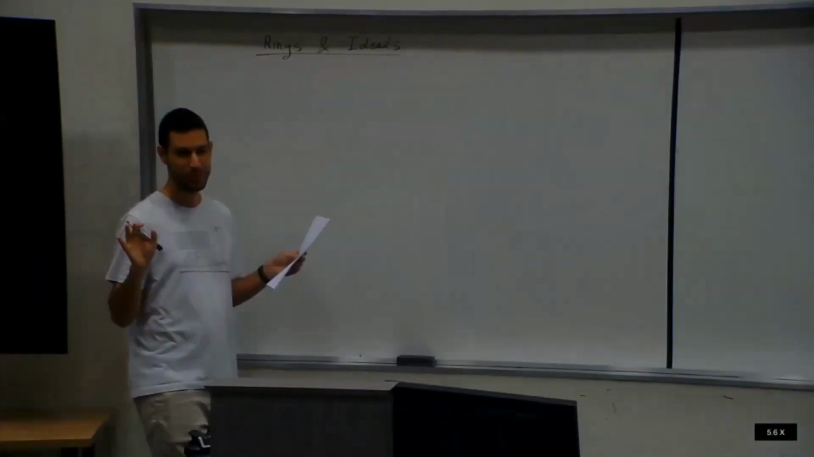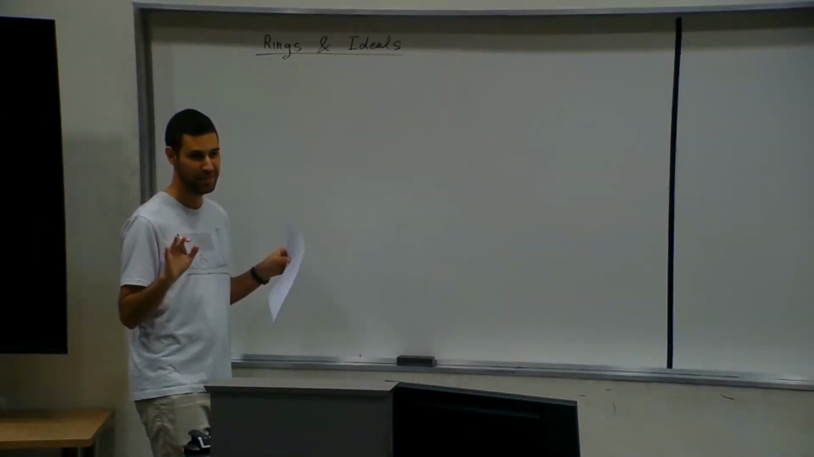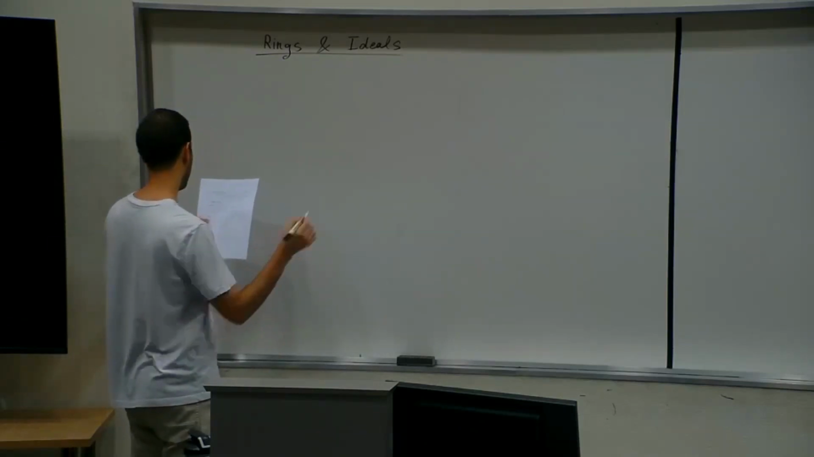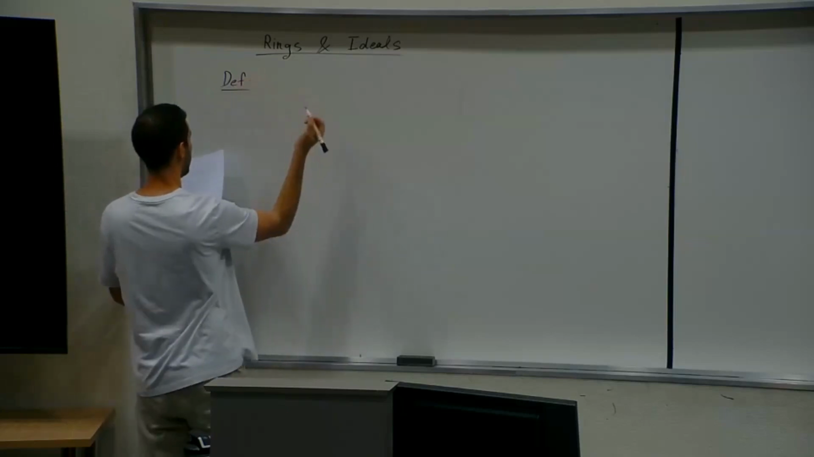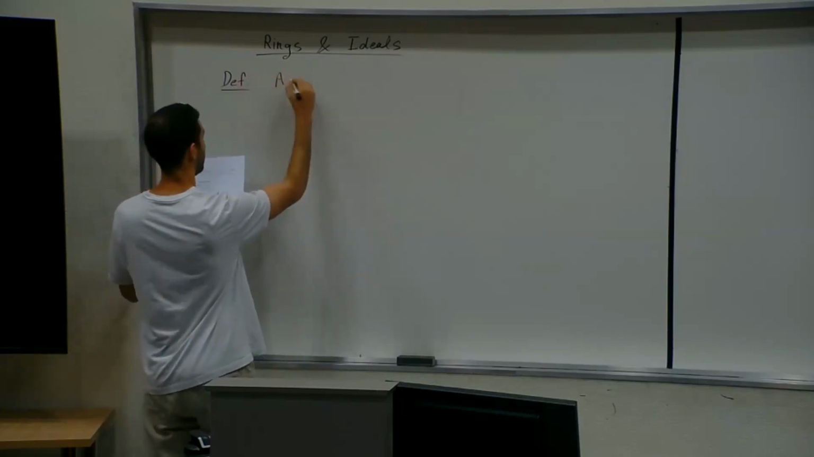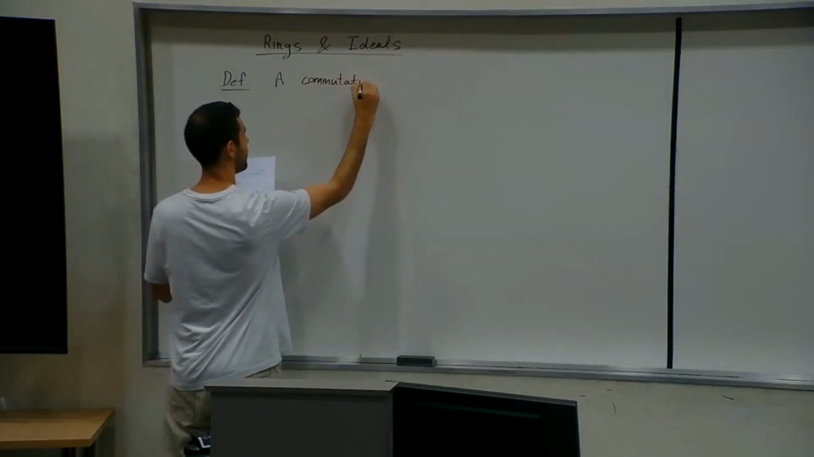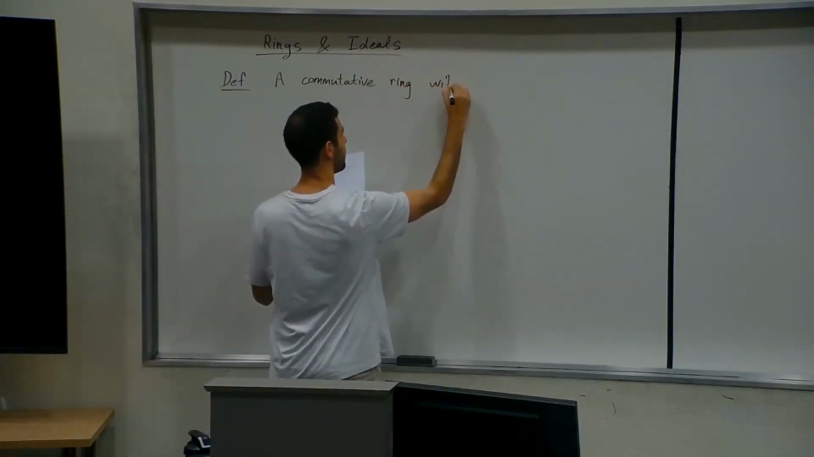So let's see. How many of you are familiar with rings and ideals? Okay, so almost anyone. Let's do it quickly. So what is a ring? Our rings will always be commutative with identity.